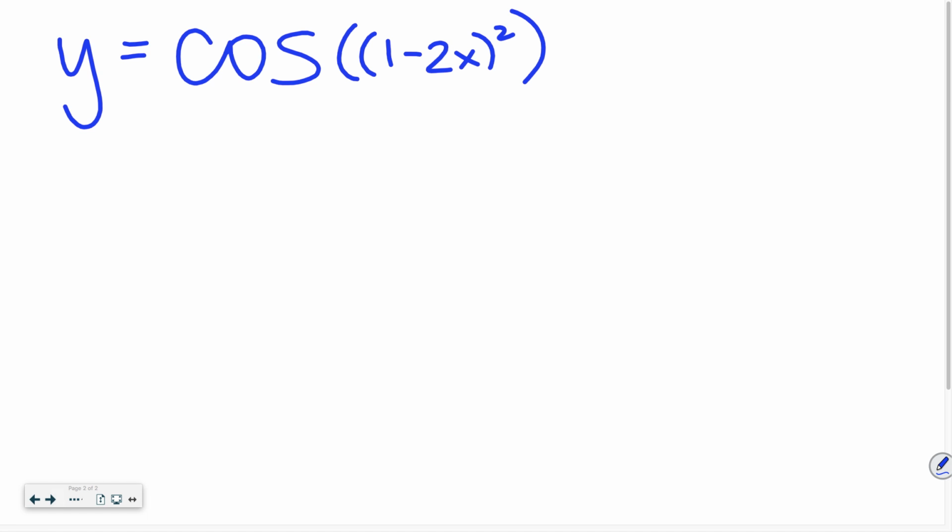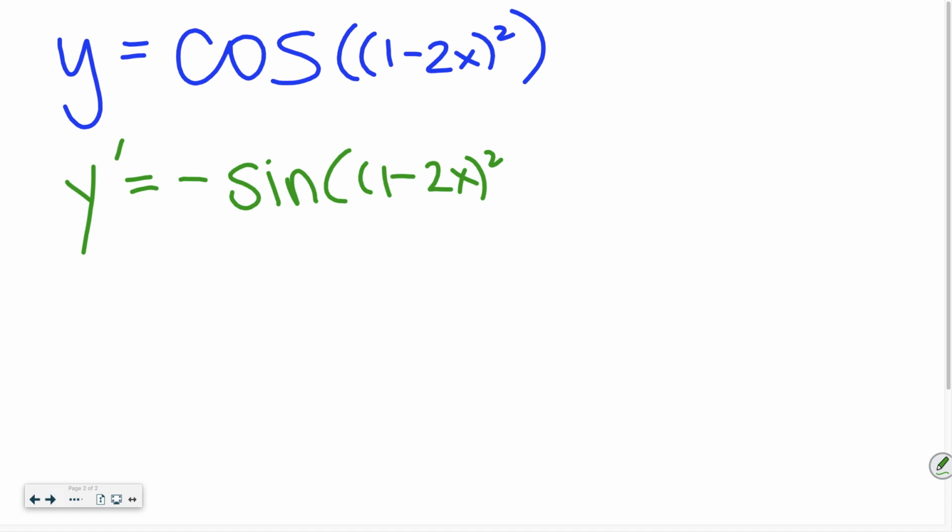Outermost function, what is it? Cosine. Inside of cosine, we have a quadratic, right? So this is when we have to really rely on our basic rules. What is the derivative of a cosine? Negative sine. So we're going to take the derivative of cosine, leave the inside alone. Inside of sine was 1 minus 2x to the second. Let's take that derivative.